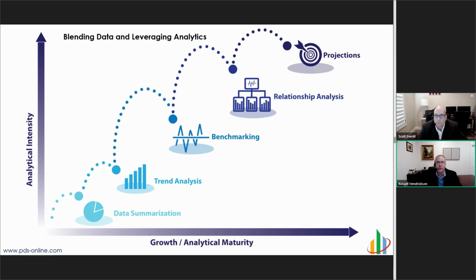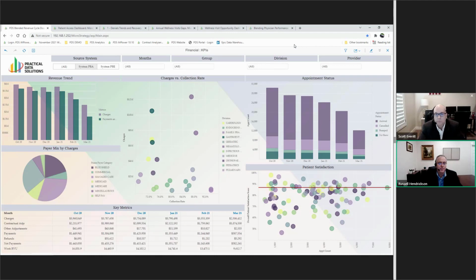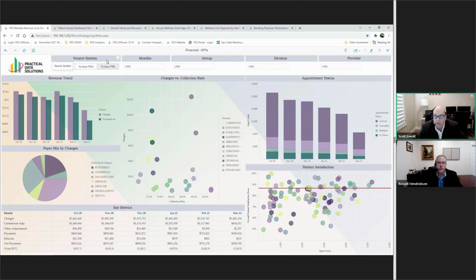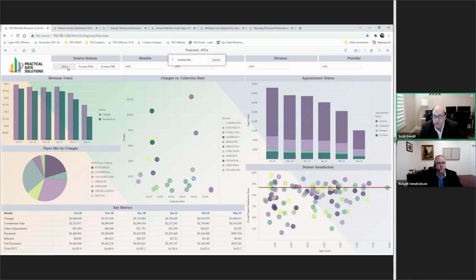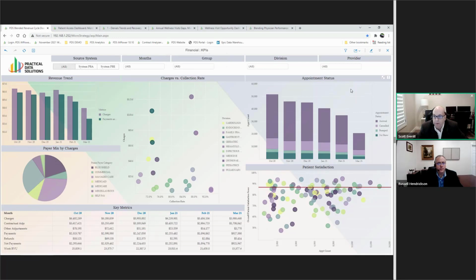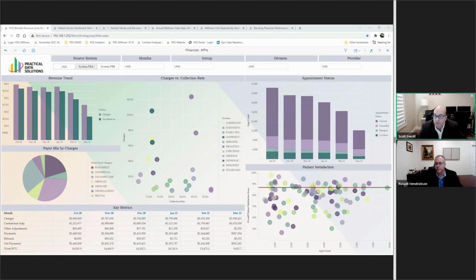Let's take a quick look at an example of a visualization where data has been blended. Scott, do you want to walk us through this a little bit? Yeah, when we talk about blending data, sometimes people just think it's about putting a bunch of metrics on a page and looking at it. That can be done fairly simply, where you take data from the revenue cycle system and look at charges, payments, and payer mix, and maybe blend in data from the appointment scheduling system, and even bring in patient satisfaction as well. That's all well and good. You can even look at multiple systems at one time and see how that's impacting things.